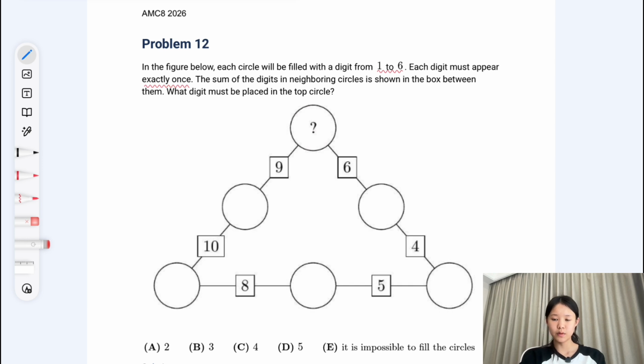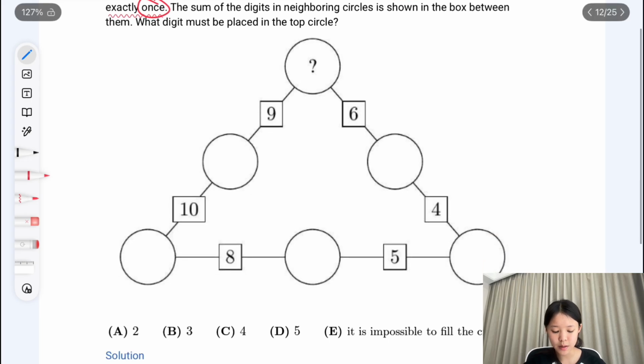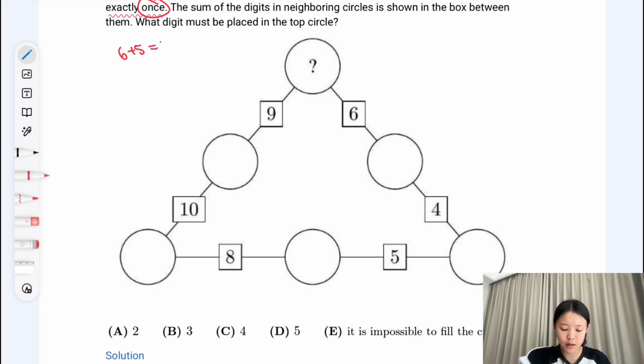Okay, so for these types of questions, you have a pretty important restricting requirement, which is that each digit can only be placed exactly one time. So that means that you have some very rigid limits of the sums. So for example, the largest sum that you would have would be 6 plus 5 equals 11, and the smallest that you would have would be 1 plus 2 equals 3.